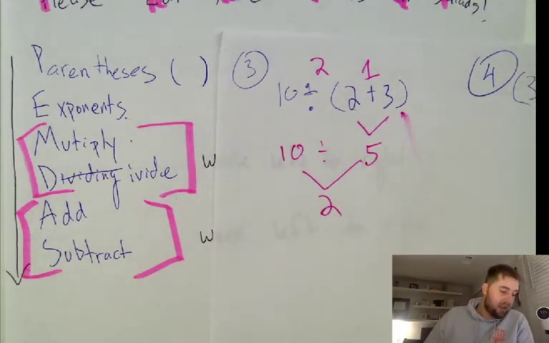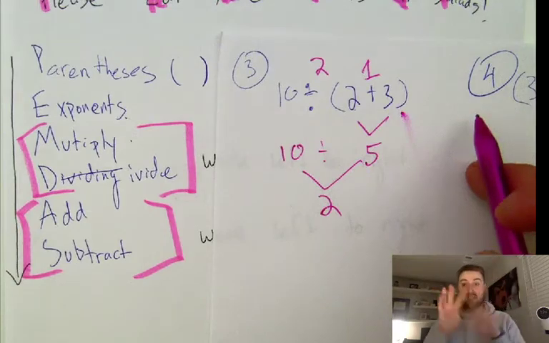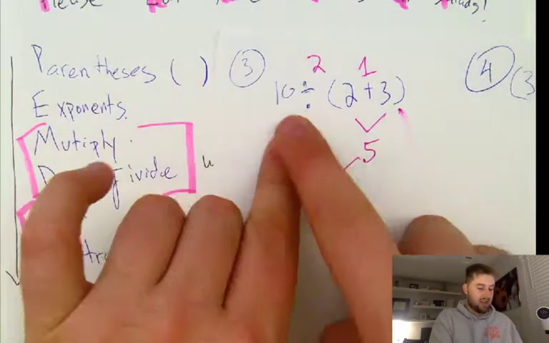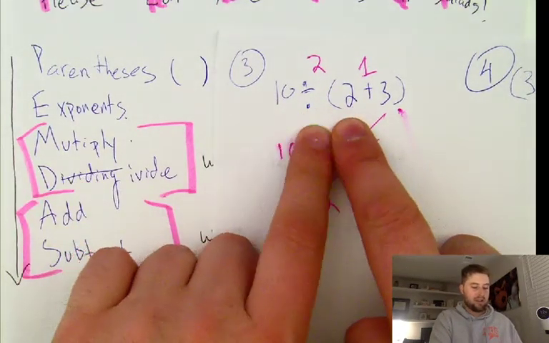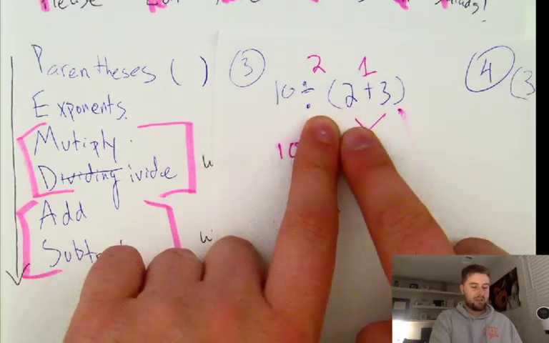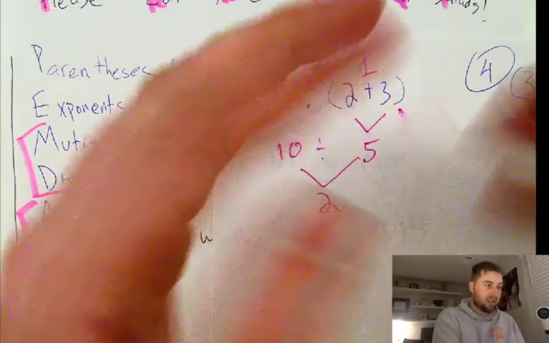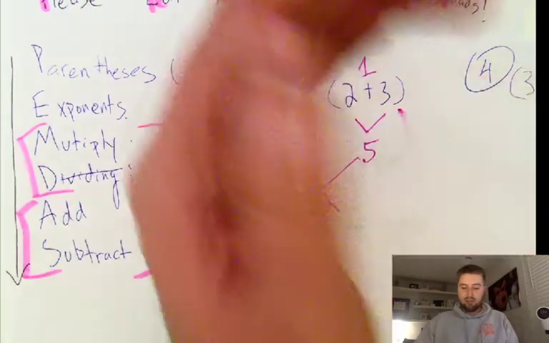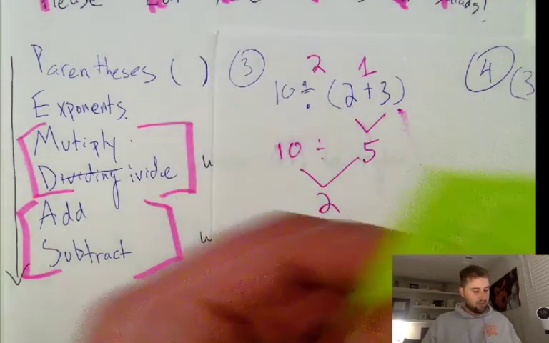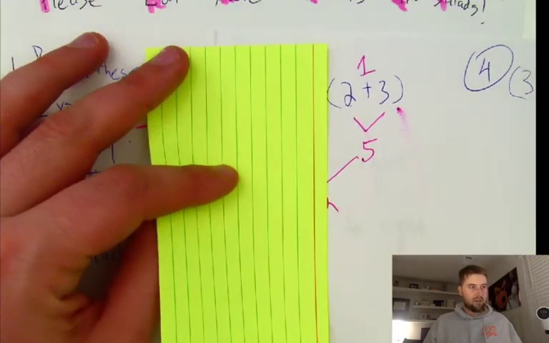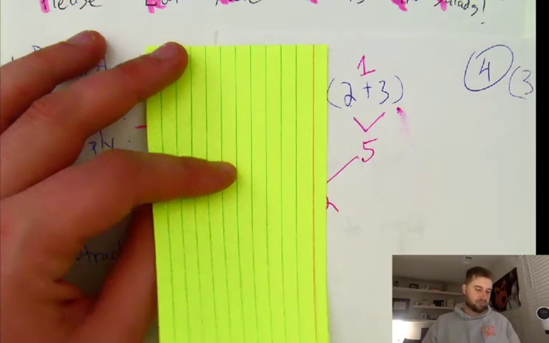Awesome. Now, chances are, if you got 8, you just worked left to right. If your answer was 8, you did 10 divided by 2. 10 divided by 2 is 5. And 5 plus 3 was 8. But remember, we have to do what's in the parentheses first. If it helps, you can cover that up and focus on what you labeled number 1.